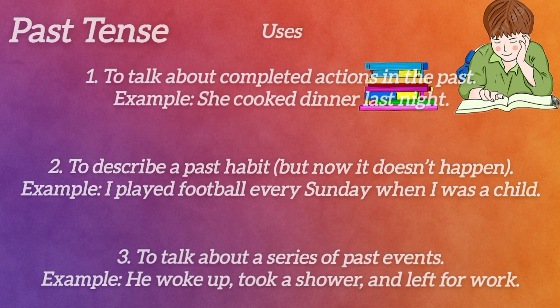Uses. 1. To talk about completed actions in the past. Example: she cooked dinner last night. 2. To describe a past habit, but now it doesn't happen. Example: I played football every Sunday when I was a child.